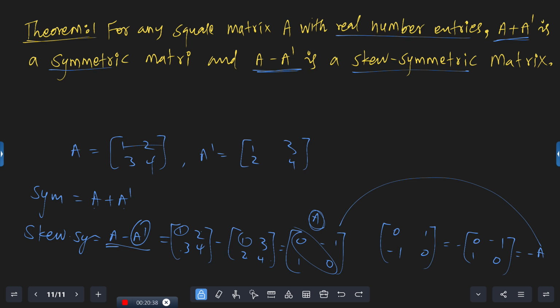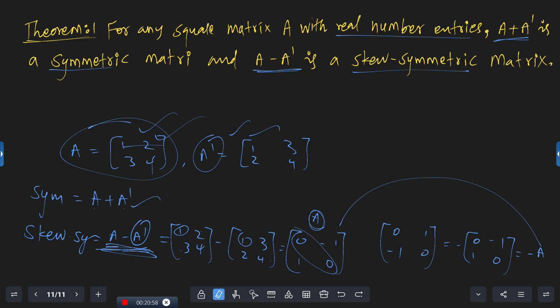Okay. So for a skew symmetric matrix, they will give A. If they ask you to find a skew symmetric matrix, it is A minus A dash. You have to find A dash and subtract both. That is called skew symmetric. When you add both, it is called symmetric. Very important note.